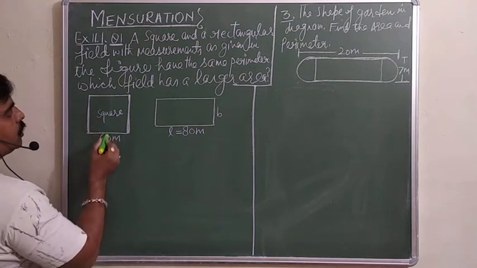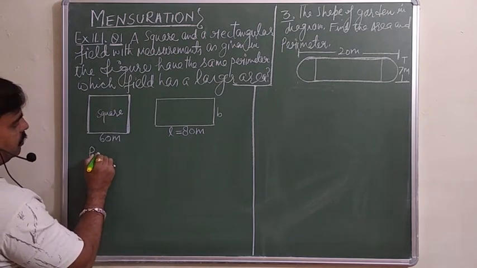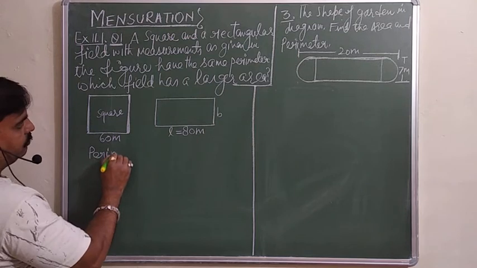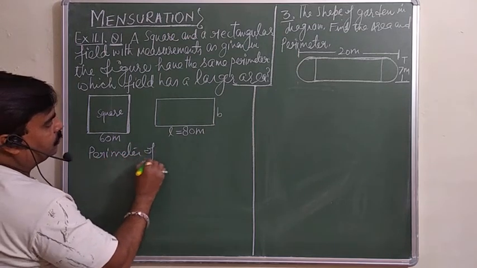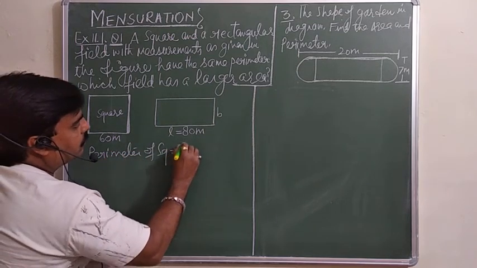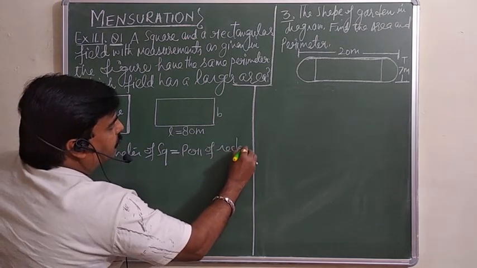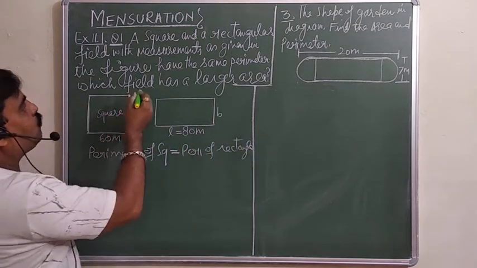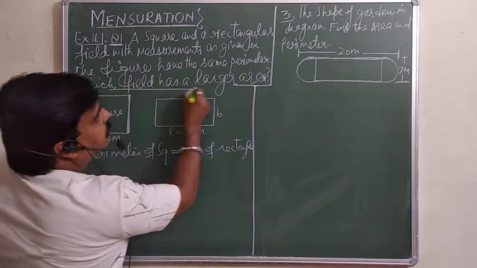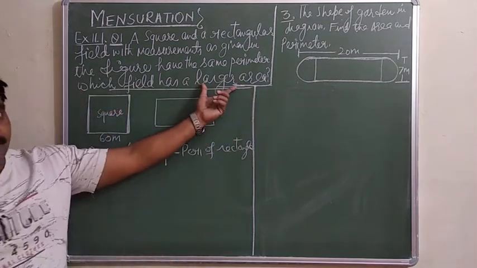Means the perimeter of a square is equal to the perimeter of the rectangle. This is already given, but he's saying you have to find which field has a larger area. Which field has a larger area?